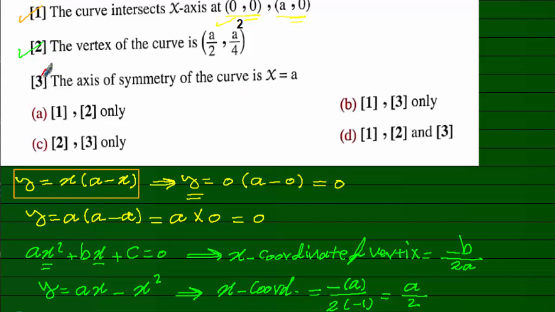Here this is wrong. Why? Because the equation of the axis of symmetry of the curve is equal to the x coordinate of the vertex. So here it must be x equals a over 2. So this is the wrong statement, and the two correct statements are 1 and 2, and we'll choose letter A.